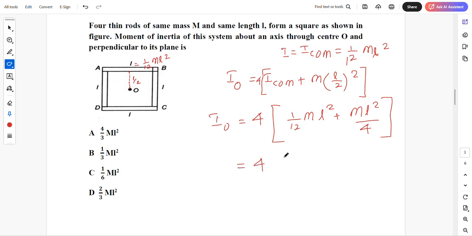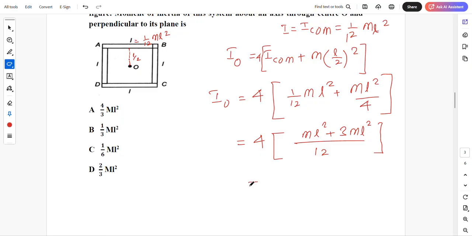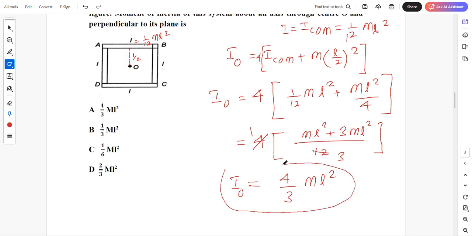Now, I can take 12 as common: m l square by 12 plus 3m l square by 12, that is equal to 1 by 4 of 3, so 4 by 3 m l square is the right final answer. Hope you understood. This is very easy, but do not forget to multiply by 4.